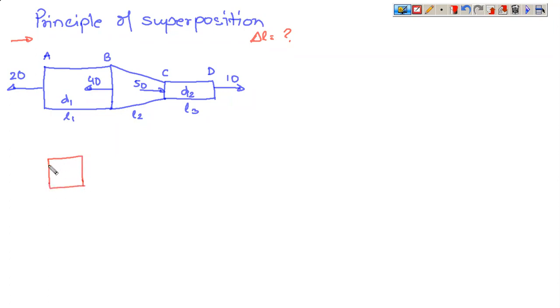So if you isolate AB, this is 20, this is 40, and this is member AB. So this becomes your reference, this becomes your manipulator. So what you are doing in the manipulator, you add 20 and you delete 20. So the principle of superposition at this instance also stands true.